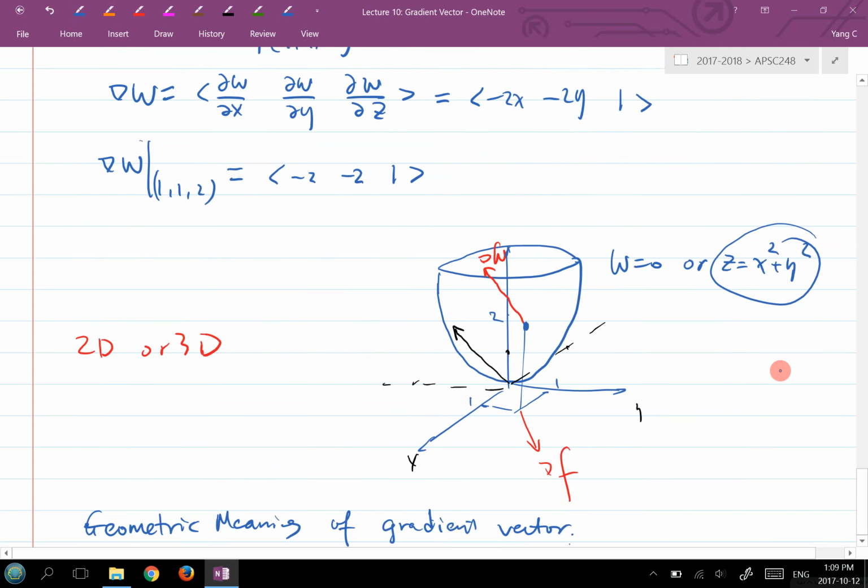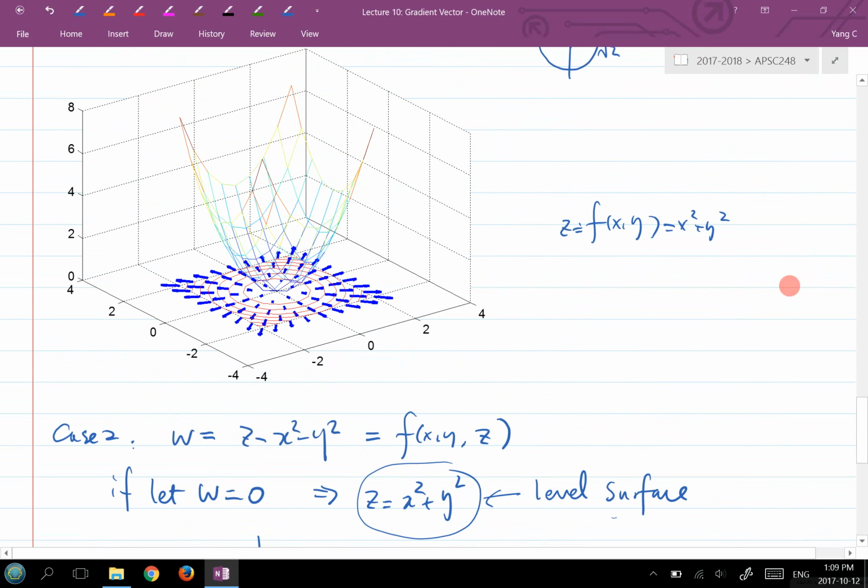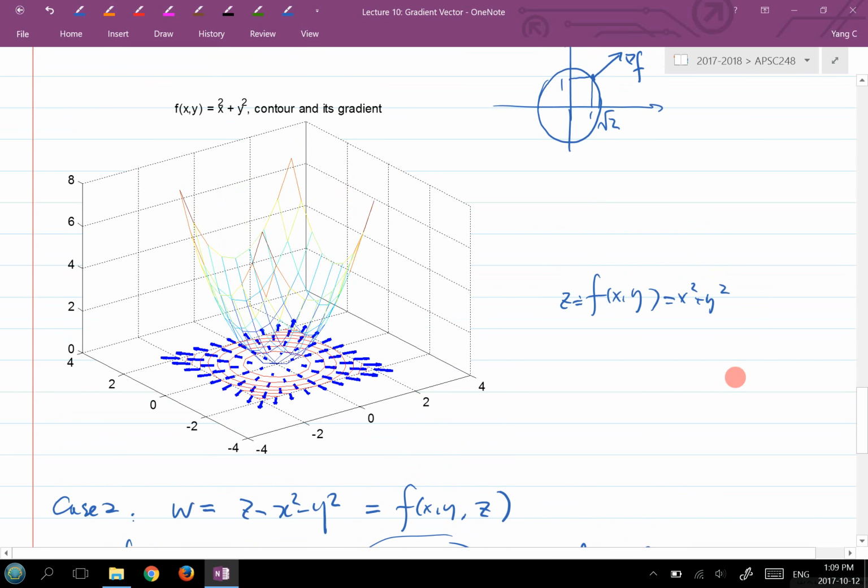Actually, let me show you this one here. Maybe you will be able to figure it out just by looking at this. First of all, all the blue arrows here are the gradient vectors. Now if you are, let's say, at this location, and it's pointing to this direction.